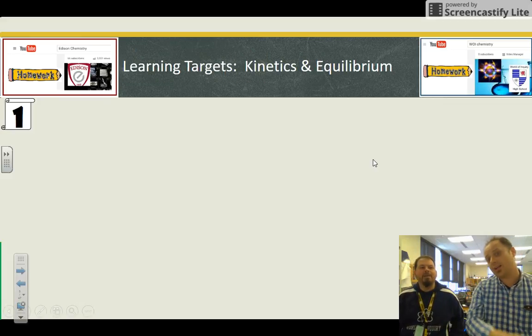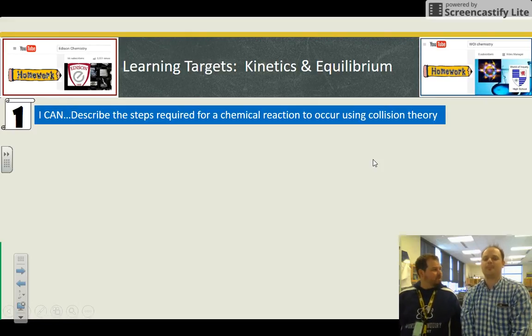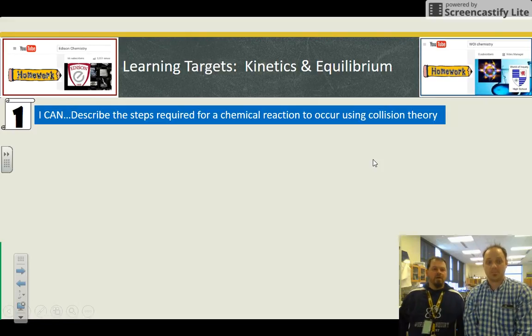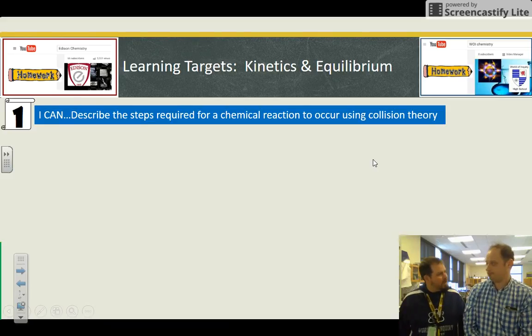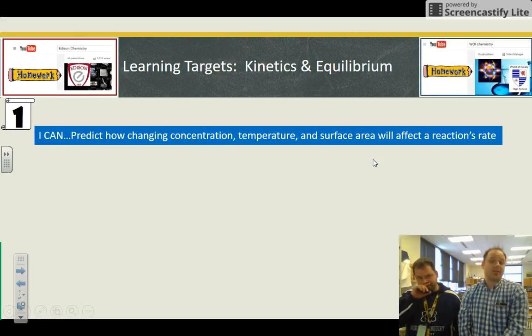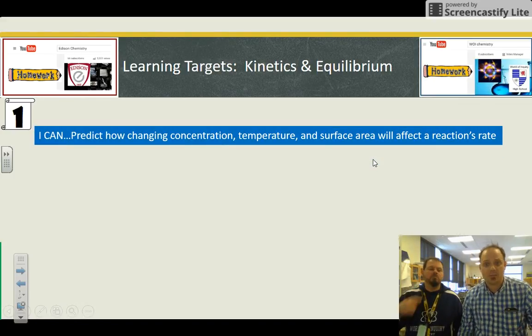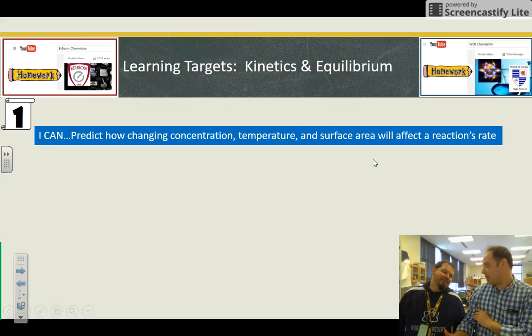Moving on. Make sure you can say "I can" when we're done with this whole unit. Starting with describing the steps required for a chemical reaction to occur, using specifically collision theory. Predict how changing the concentration, temperature, and surface area will affect the rate of a reaction, how quickly it happens.